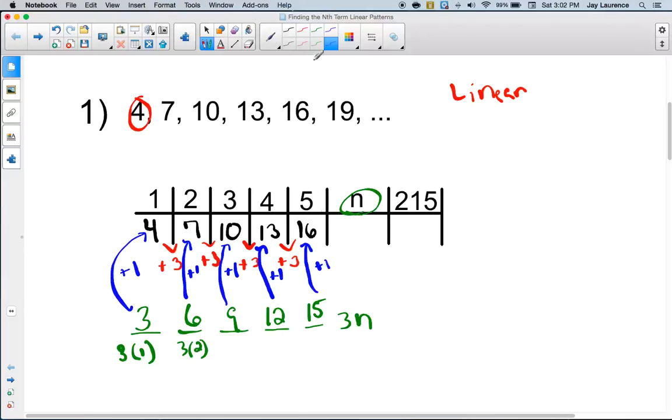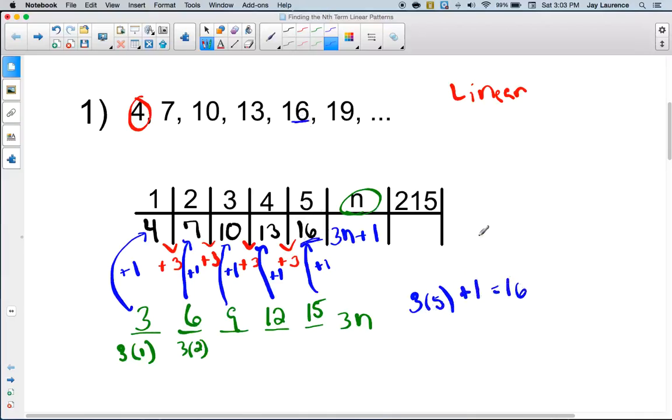Okay, so for the nth term, I know the answer is going to be something like 3n, 3 times n. But since all those green numbers that were multiples of 3 were one less than the original numbers, the 4, 7, 10, 13, and 16, I'm going to have to add 1 to my pattern, my formula. So the nth term is 3n plus 1. This term now allows me to figure out any term in the sequence. If I want to figure out the fifth term, I would do 3 times 5 plus 1. Well, that'd be 15 plus 1. That would be 16. And look at that. There's a 16 sitting right there in the fifth spot.